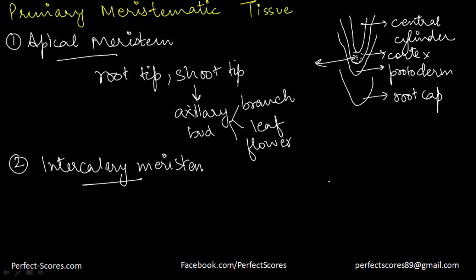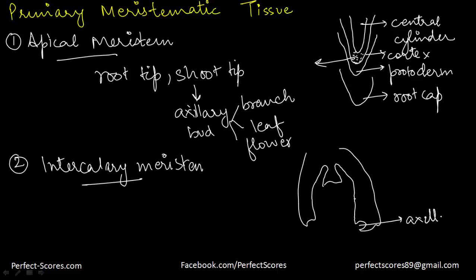Now in the shoot, the apical meristem exists in this form. Here, this spherical structure, this is the axillary bud. This one over here. This is the axillary bud. Now this is known as the leaf primordium.